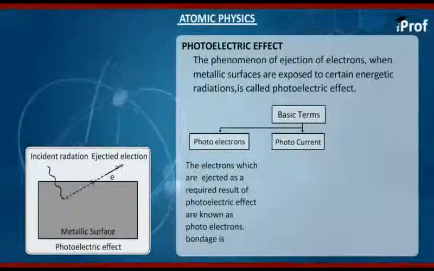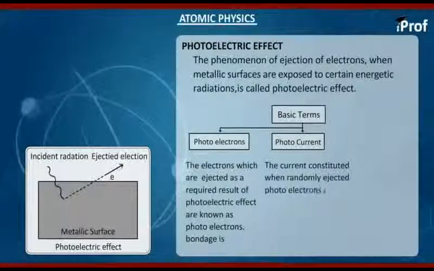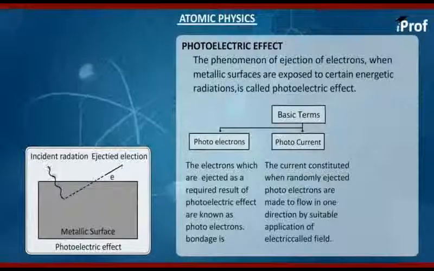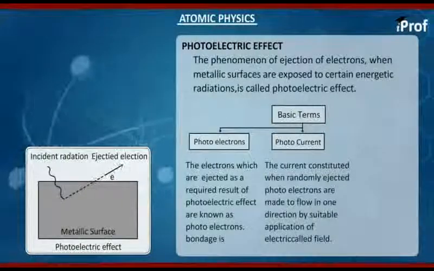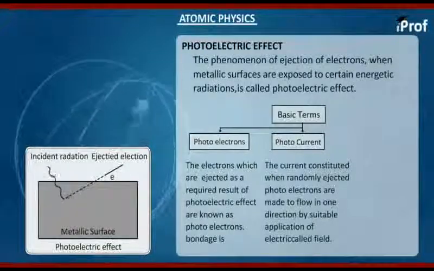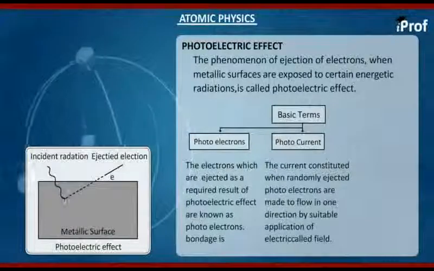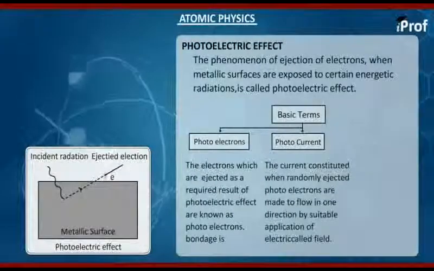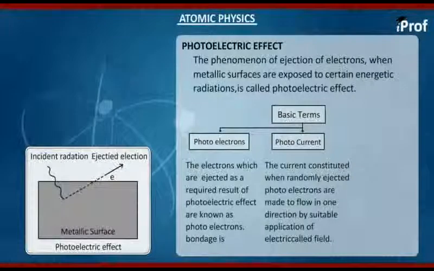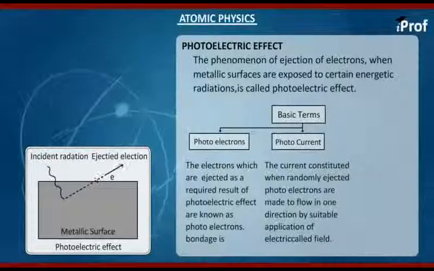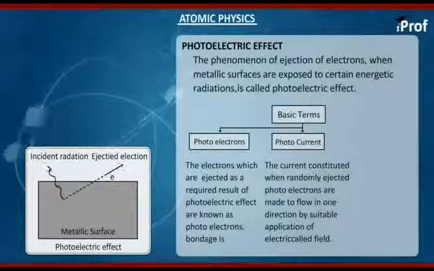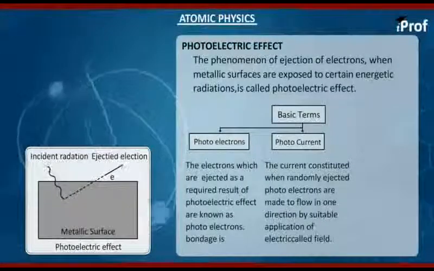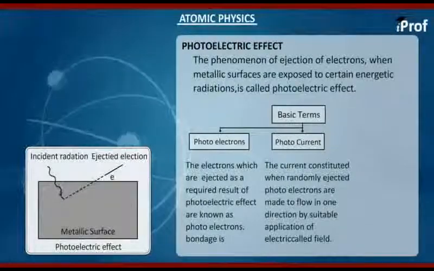Photocurrent means when these ejected photoelectrons are made to flow in one direction by application of a suitable electric field, the current so constituted is known as photocurrent. Again I would like to repeat this term, photocurrent: the current constituted by photoelectrons when these are made to flow in one direction by application of a suitable field. Normally the order of photocurrent is very small.